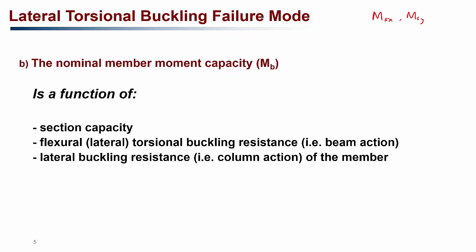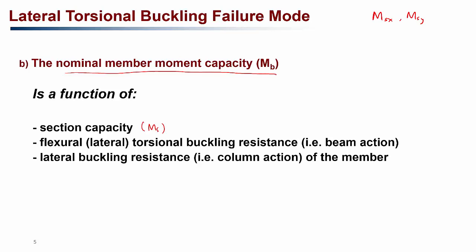But now we are looking at the nominal member moment capacity, which is denoted as Mb. Nominal member moment capacity takes into account the possibility of lateral torsional buckling in the beams. So the nominal member moment capacity, written as Mb, is a function of the section capacity, that is, you already find out your Ms capacity, the flexural or lateral torsional buckling resistance, that is the beam action, the resistance against lateral torsional buckling, and the lateral buckling resistance, which is the column action of the member. So the nominal member moment capacity, Mb, depends on all these three things.